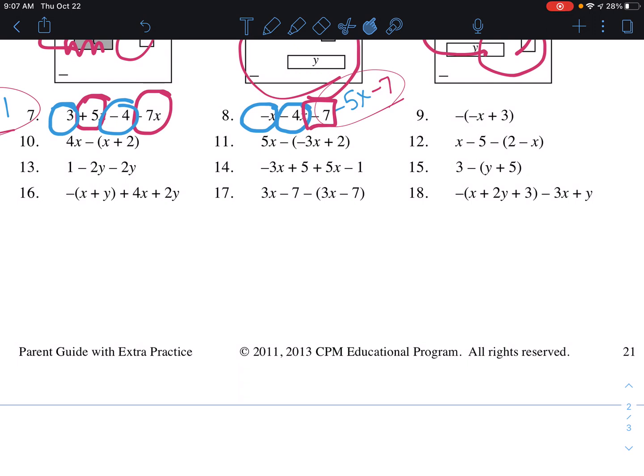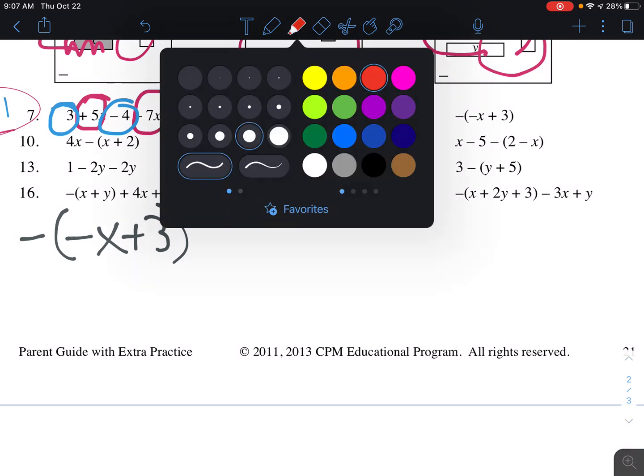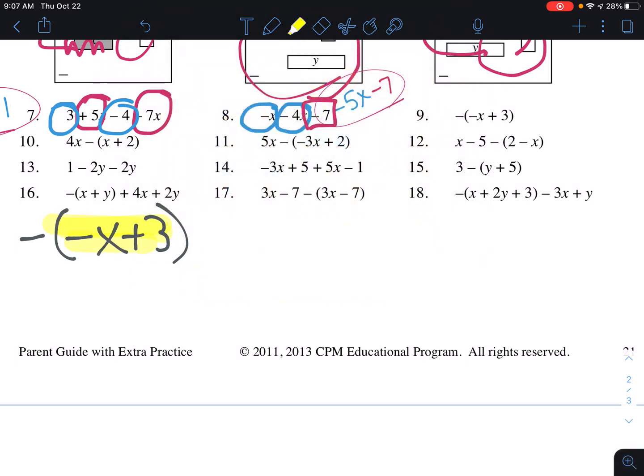I'm going to explain how to do this right now. So hopefully you are watching this video. You had to do 9, 10, 11, and 12. I'm going to rewrite them down here. So 9 was the minus a negative x plus 3. And so you see this minus out front of a parentheses. And when there's a minus out front of the parentheses, it's as if everything inside gets flipped. So that minus x inside becomes a positive x, and that positive 3 inside becomes a minus 3. And that is that answer simplified.